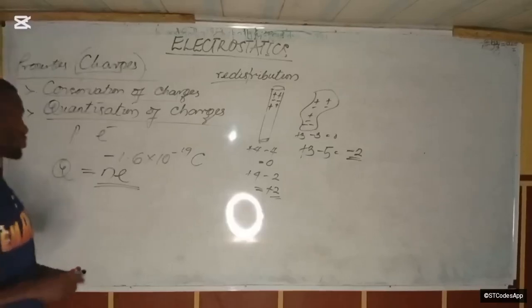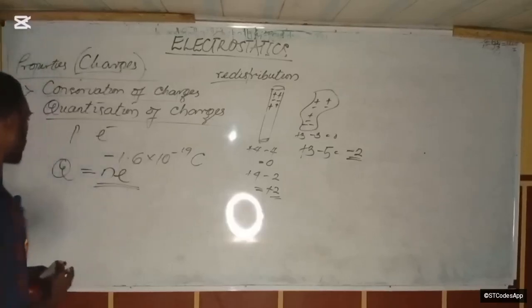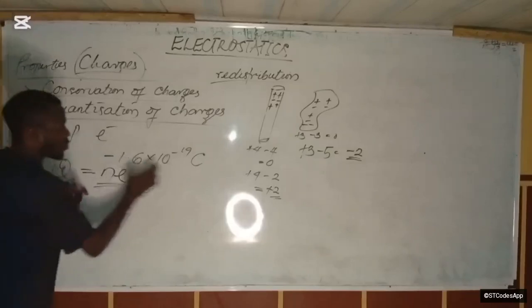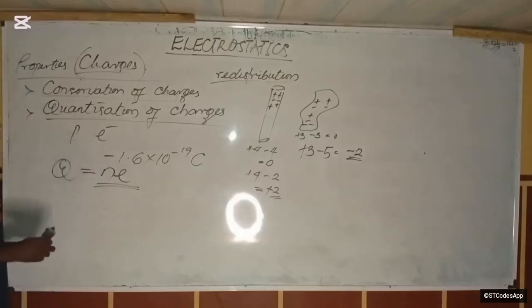That's the way we write it. So charges are quantized, okay? That every matter will gain an integer multiple of a quantity of positive or negative charges. All right, let's go to the third one.